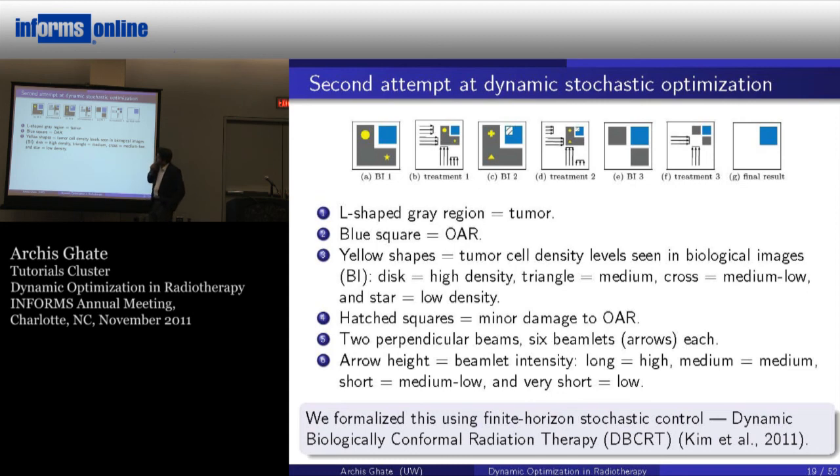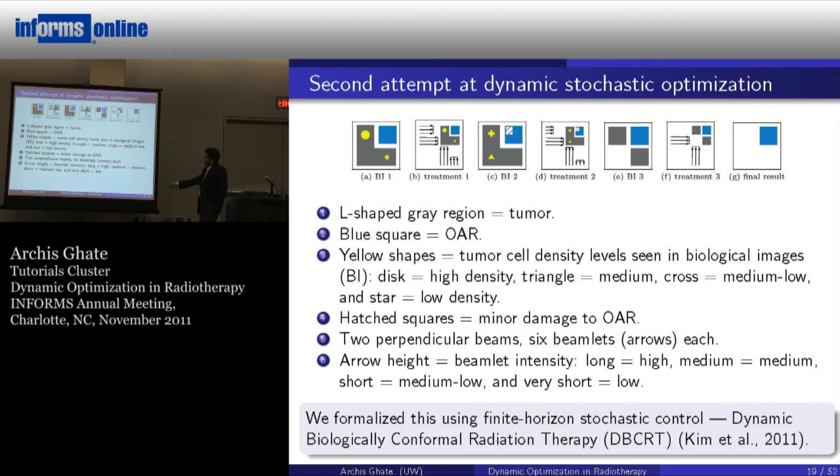So the idea here is that you start the treatment. You take this picture that shows you where the highest density is. That's my disk, and then I have a star, which is my low density. What I'm trying to do is build again something like a stochastic dynamic program or a stochastic control problem, where this picture tells me the state of the system. And then I decide my treatment. So that's my treatment. You can see the length of the arrows; they basically tell me what the intensities are.